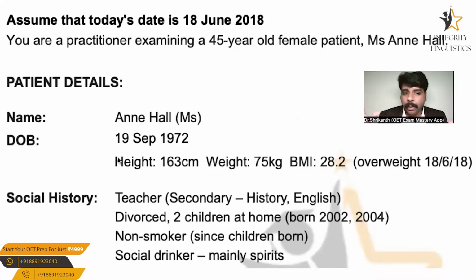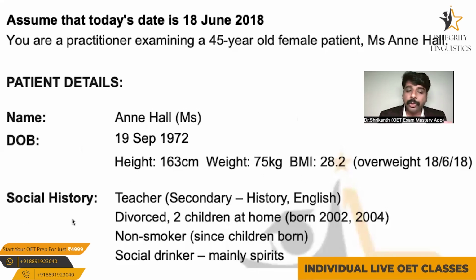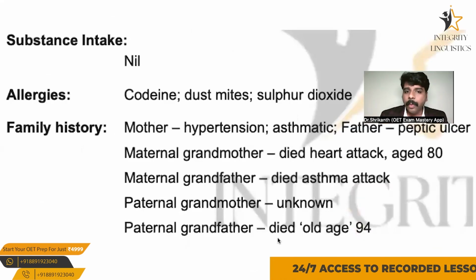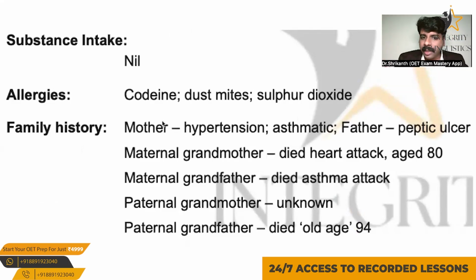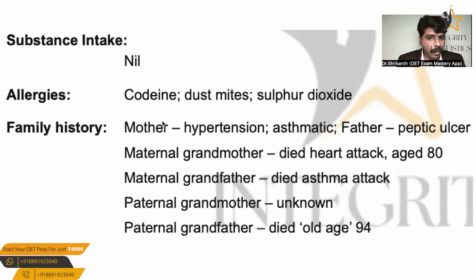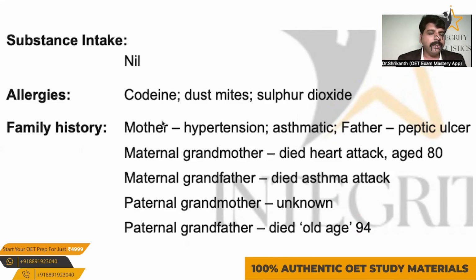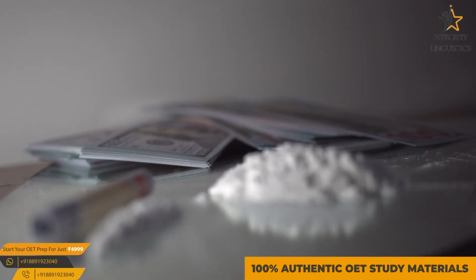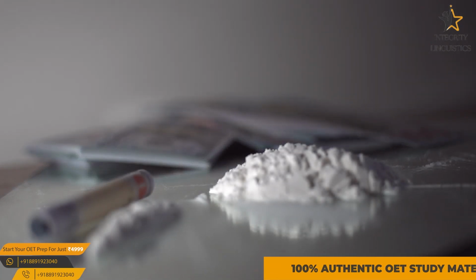So we have the name of the patient, we have some background information of the patient regarding the date of birth, the height, the weight, the body mass index, and then we have the social history of the patient, and there they have written the occupation, the marital status, drinking habits, smoking habits, right? And this is the continuation of the same OET patient case note, and here they have written whether the patient takes any substances. Substances basically drugs. So here the patient is not taking any drugs, all right?